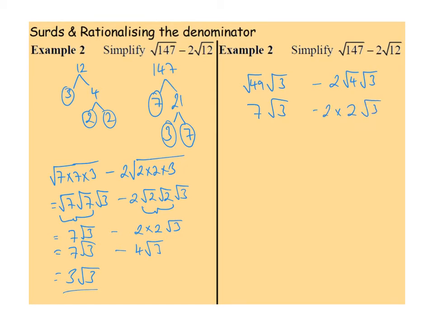and then again we're at the same as this line here on the first method, so now the rest of it is going to be exactly the same. So I can say that 2 multiplied by 2 root 3 is 4 root 3. And then 7 lots of something take away 4 lots of the same thing is 3 lots of it, so 3 root 3.